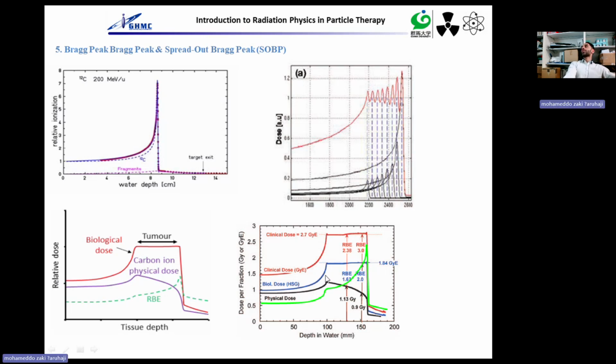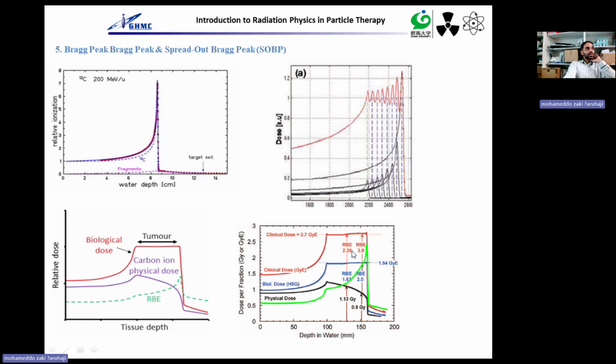Now, why does this matter? Because the biological dose depends on something called RBE. My RBE with my physical dose can give me the biological dose. When I have my biological dose, then I can determine if I can treat patients depending on my RBE value.